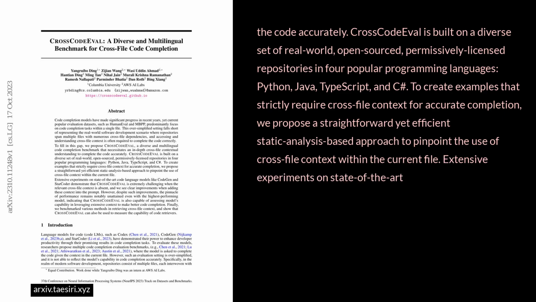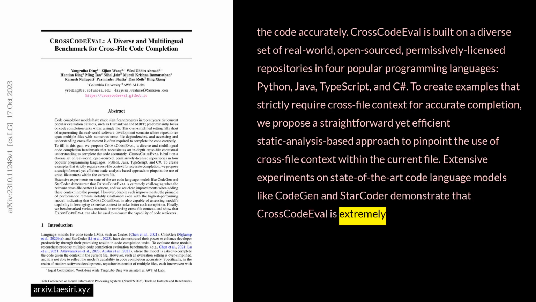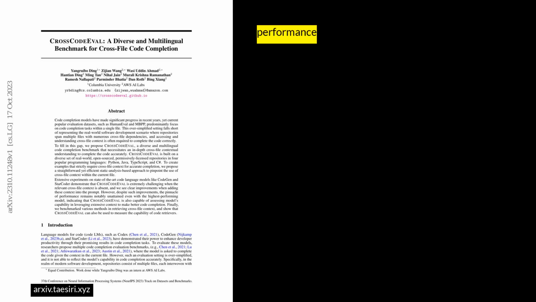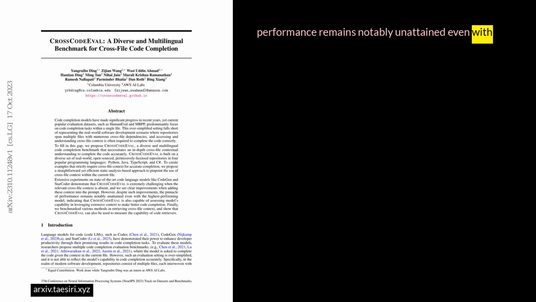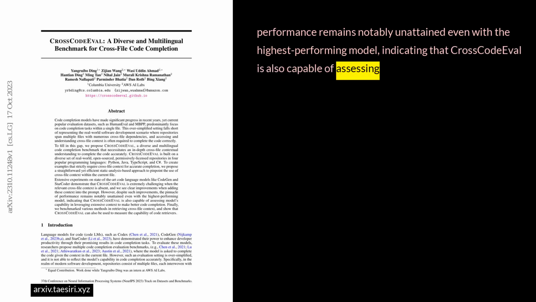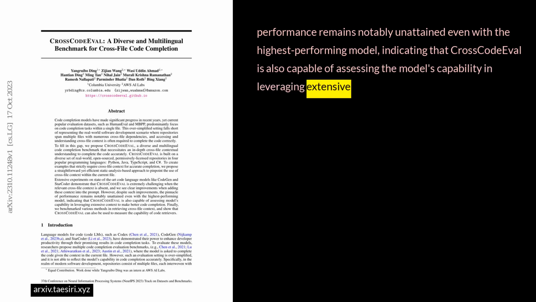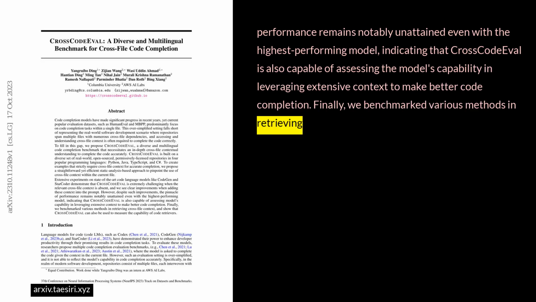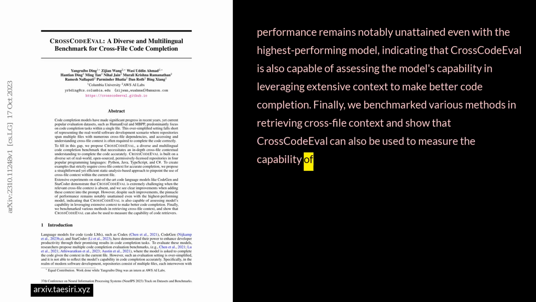Extensive experiments on state-of-the-art code language models like CodeGen and StarCoder demonstrate that CrossCodeEval is extremely challenging when the relevant cross-file context is absent, and we see clear improvements when adding this context into the prompt. However, despite such improvements, the pinnacle of performance remains notably unattained, even with the highest performing model, indicating that CrossCodeEval is also capable of assessing the model's capability in leveraging extensive context to make better code completion. Finally, we benchmarked various methods in retrieving cross-file context and show that CrossCodeEval can also be used to measure the capability of code retrievers.